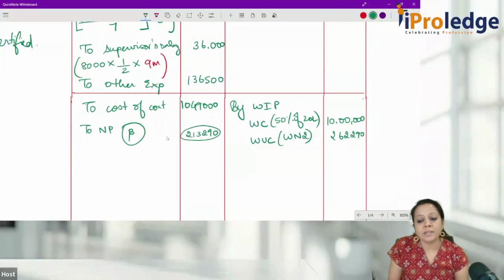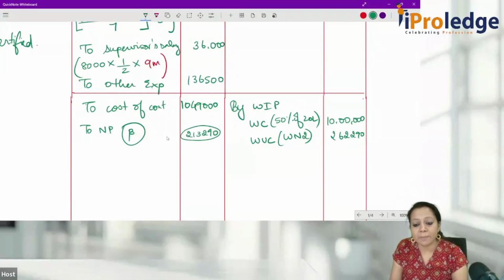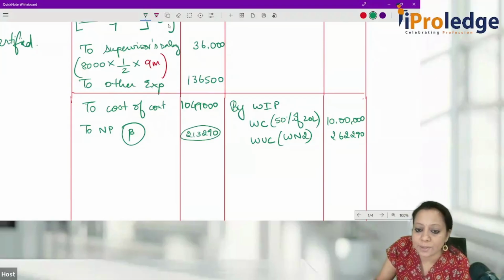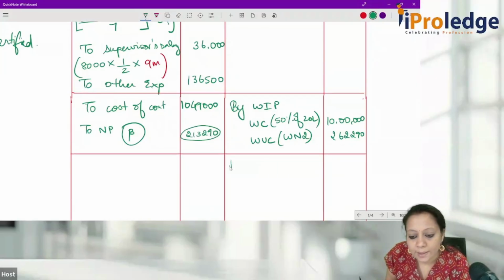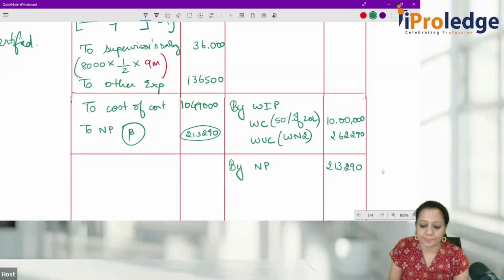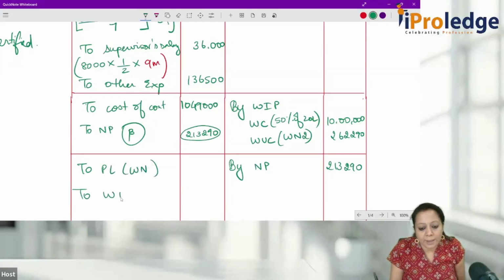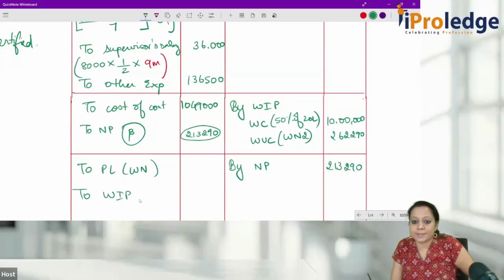Those of you who are doing fractions, you may get a different answer due to rounding off of decimals. Different means what? Mild differences can be there. That's all. So this is also done. Now, as per our format discussed in the morning, by notional profit, we should write it as 2 lakh 13,290. Now, to P&L, always I should show a working note for that, and to WIP or provision for contingencies.